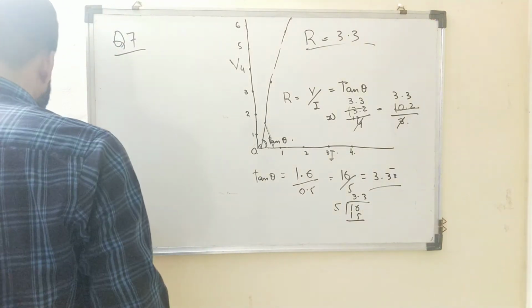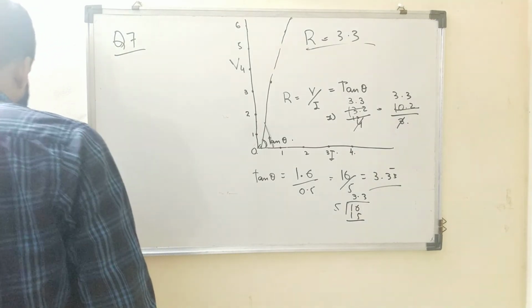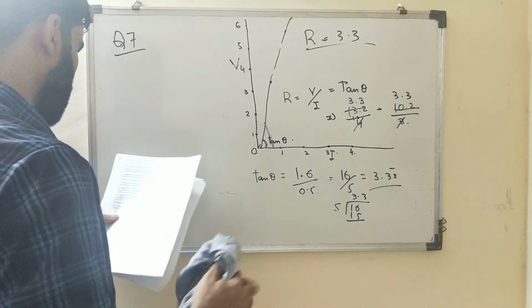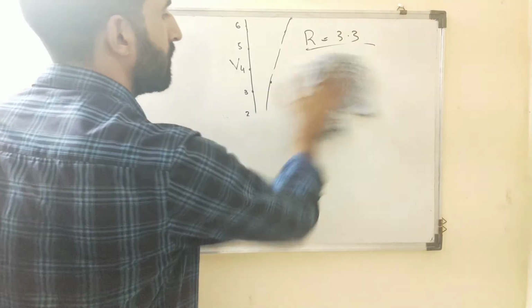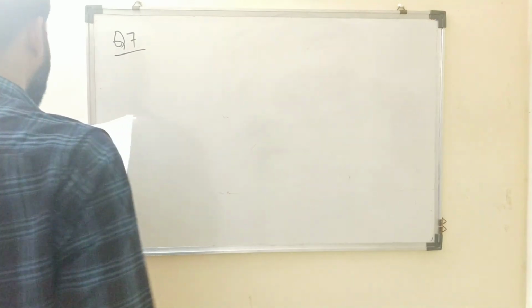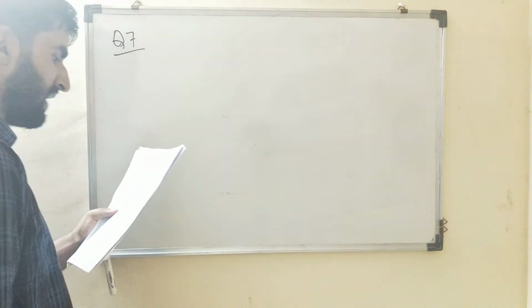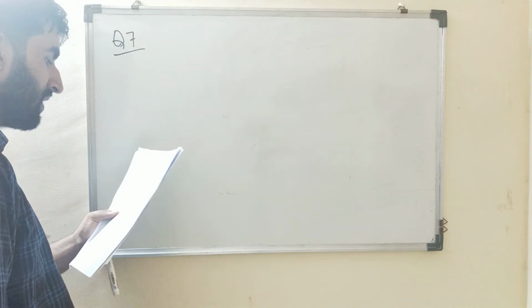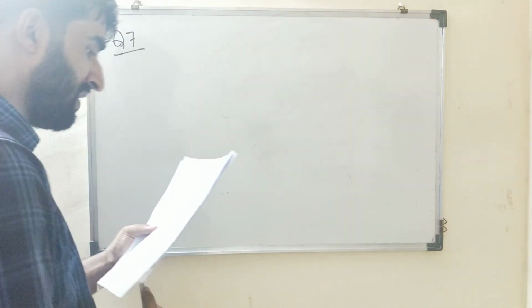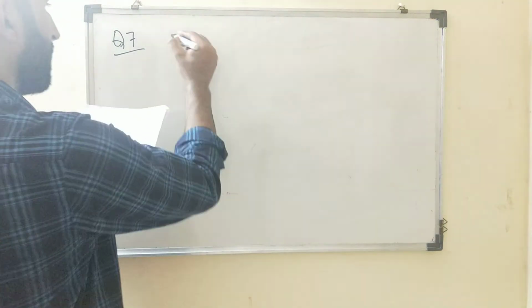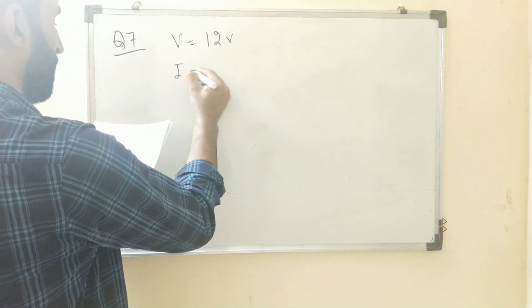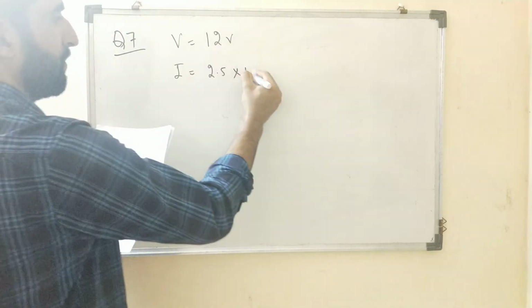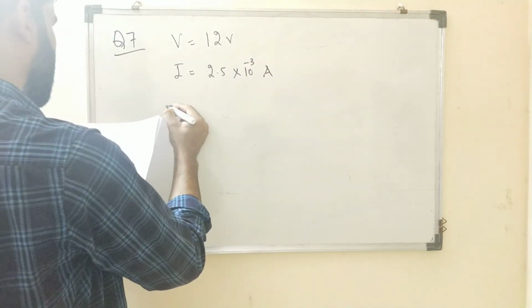Another question. Another question is, when a 12 volt battery is connected across an unknown resistor, there is a current of 2.5 milliamperes in the circuit. What is the value of the resistance of the circuit? So how much voltage is given? Voltage given is 12 volt, and how much is the current? Current I is equal to 2.5 milliampere. Milliampere is 10 raised to power minus 3 ampere. So you have to find the resistance.